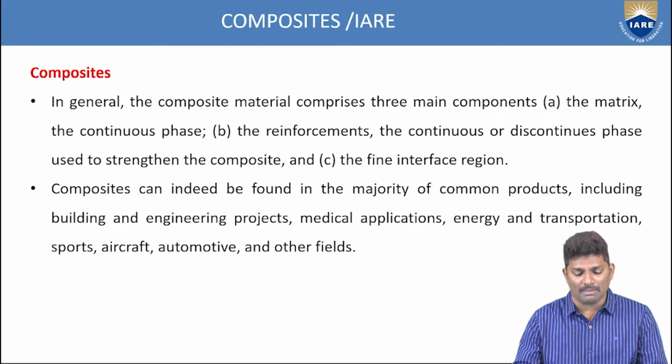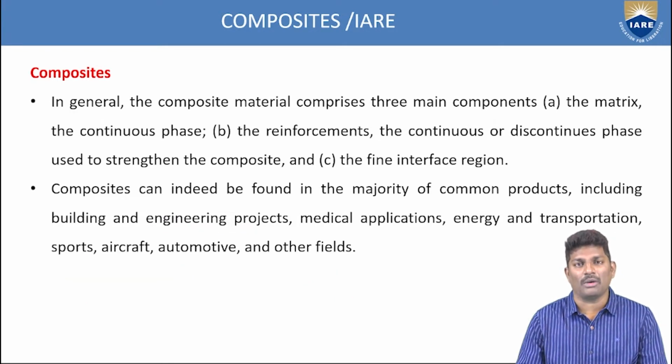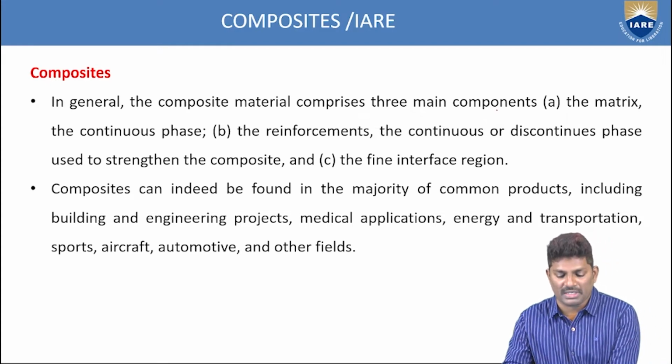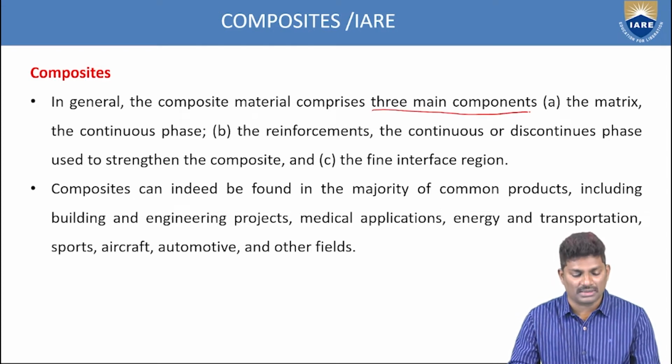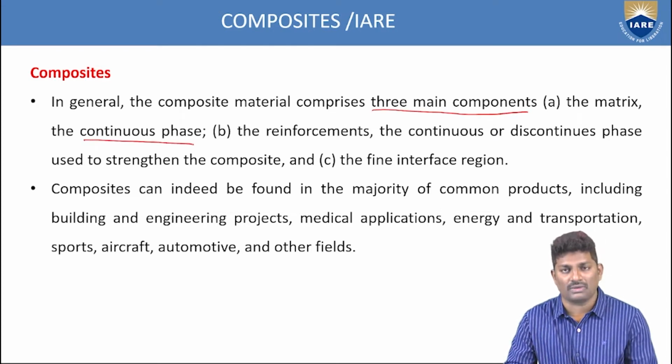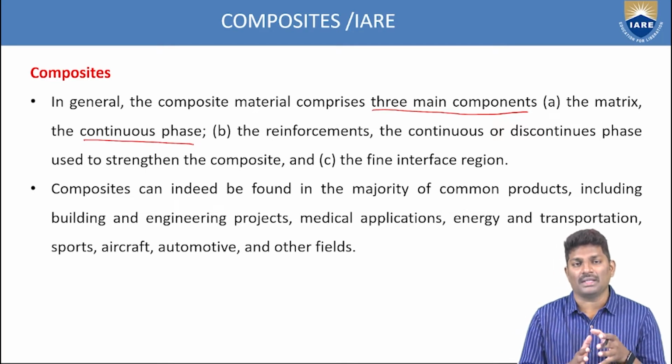Now in general, composite materials comprise main components. So what are the main components involved in composite materials? We have three different components. The first one is the matrix, the continuous phase. So what type of matrix is inside? That means how the materials are aligned with each other.